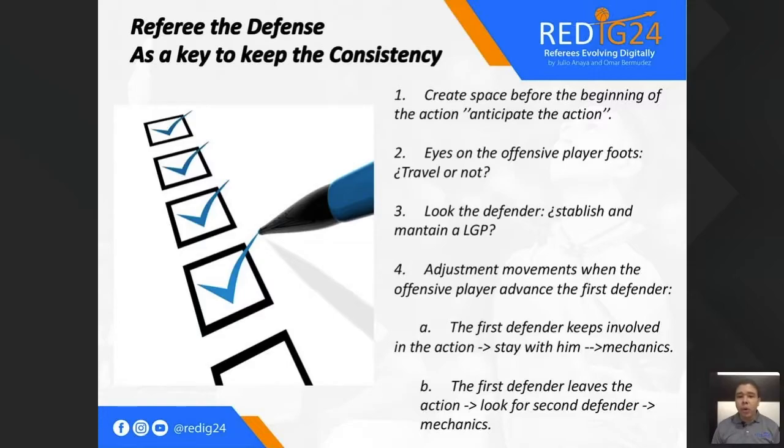Then a judgment or movement to adjust to the play depending on how it develops. If the defender stays involved, stay with him, and if the defender leaves the action, then look for the next defender. How we will join this with the mechanics, we will watch in a further session.